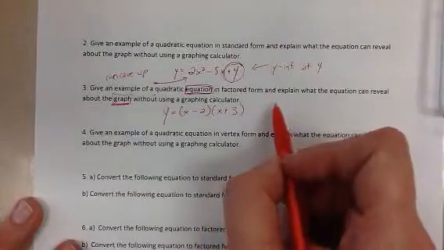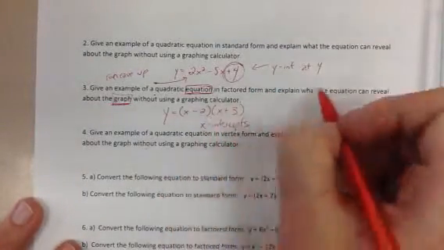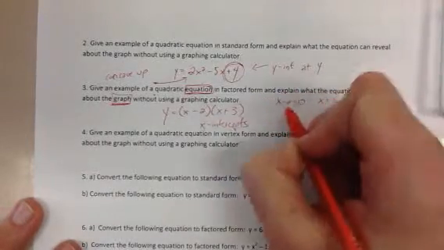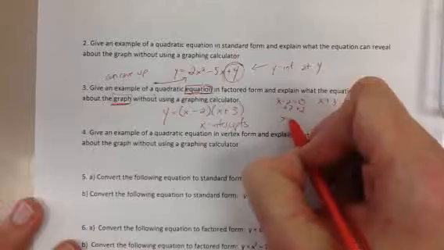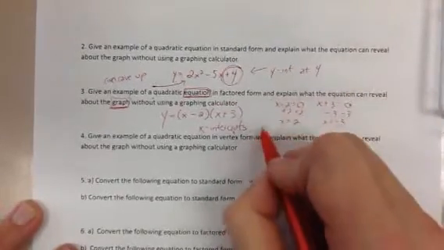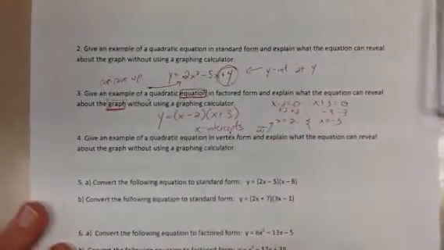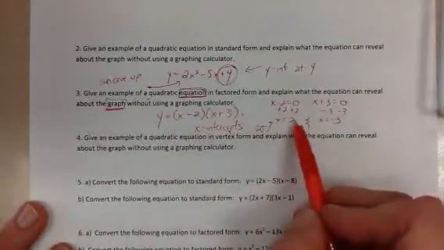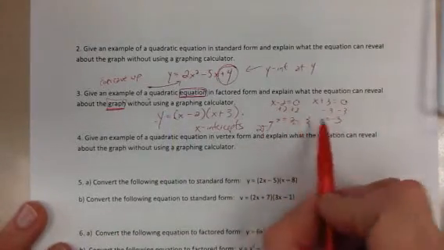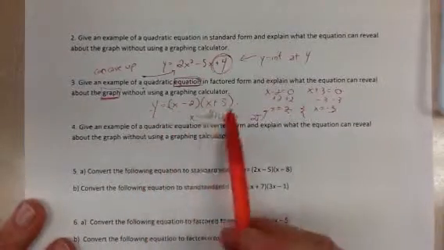So what does this reveal? So this reveals the x-intercepts. And how I figured out the x-intercepts, I set each factor equal to 0. I solve. So it reveals x-intercepts at x equals 2 and x equals negative 3. So if I graph that, I better expect a concave up graph with x-intercepts at 2 and negative 3. So you come up with your own factored form.